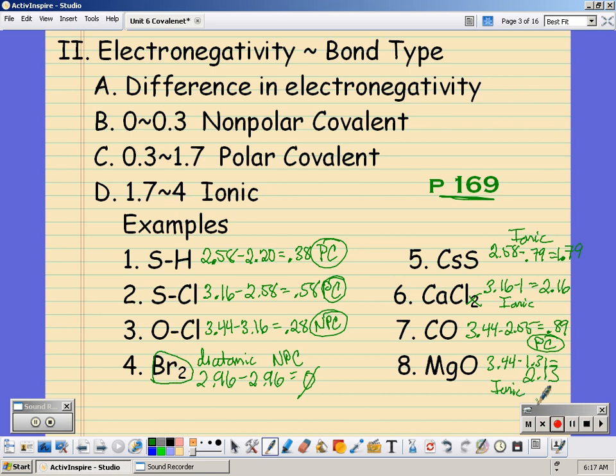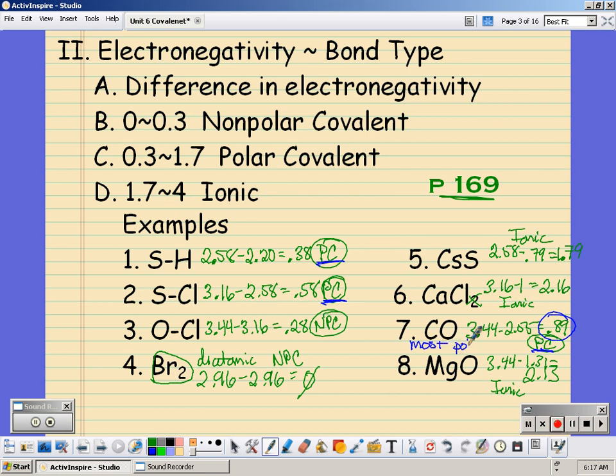Now if we just look at our polar molecules, which one is more polar? The more polar molecule is going to have the greater difference. So that would mean CO is the most polar because it has the greatest difference.